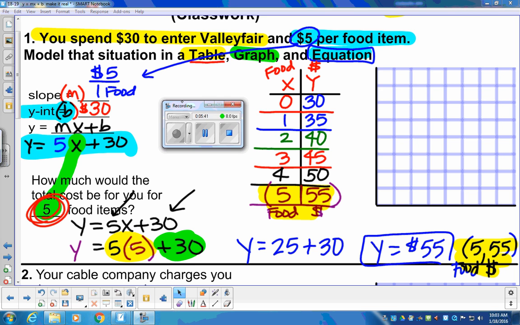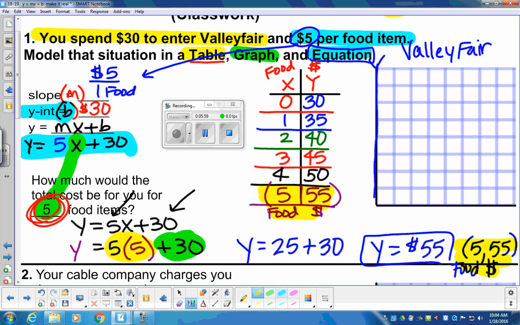So what I'm going to do now is I'm going to take that information and graph it. And I need to prove in my graph that it is going to be $55 for 5 food items. So we have the Valley Fair analogy here. Here's my y-axis. My y-axis, the label's already available to me. I don't have to guess on it, I don't have to think about it. My y-axis, I should have labeled right from the table, is money. How much money should I bring?